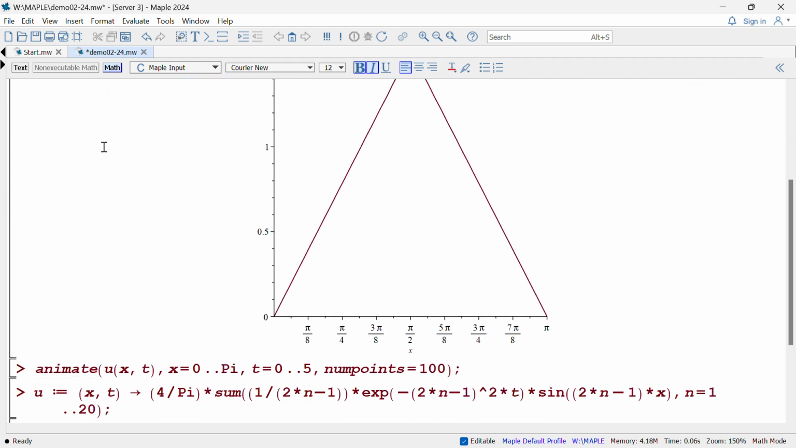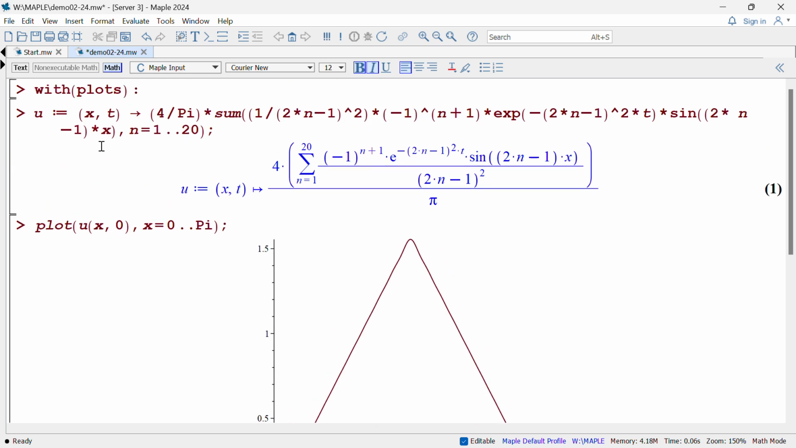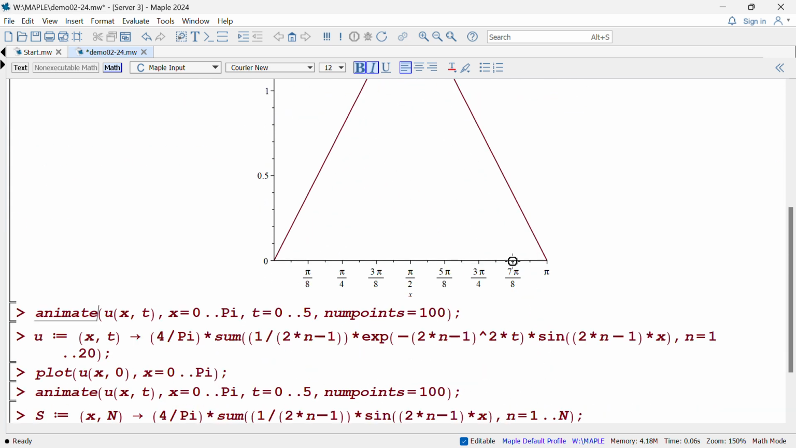Okay, let's see. Notice that I have the solution to the heat problem here. That exponential term is in there. Otherwise, it would just look like the sine series for the function. But now it's got an e to the minus 2 times n minus 1 squared t. And I took L to be pi, which makes it simpler to look at. And I took c to be 1. Okay, so there's that. Now let's animate it.